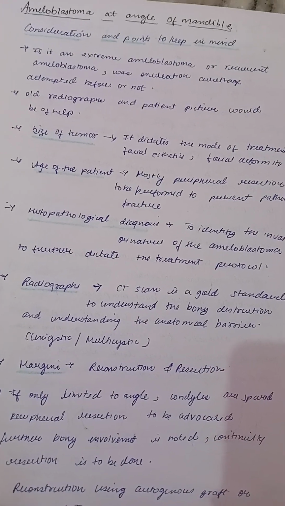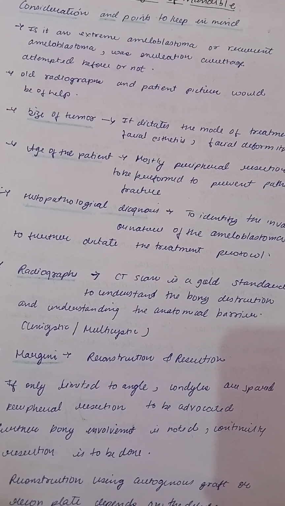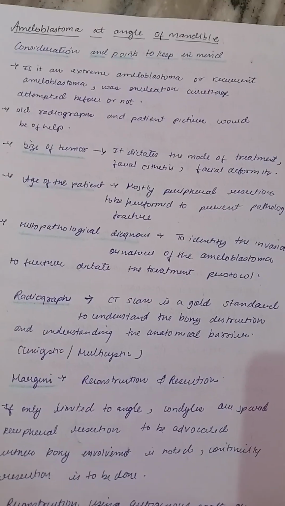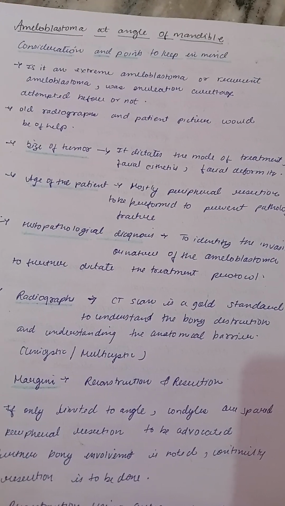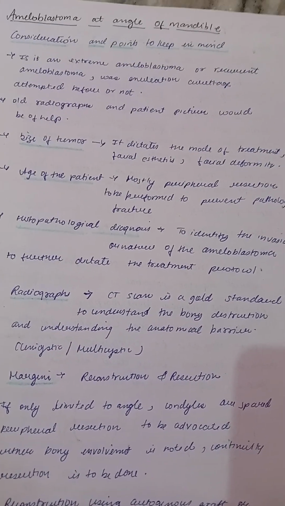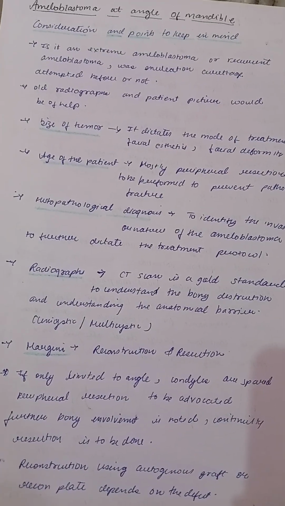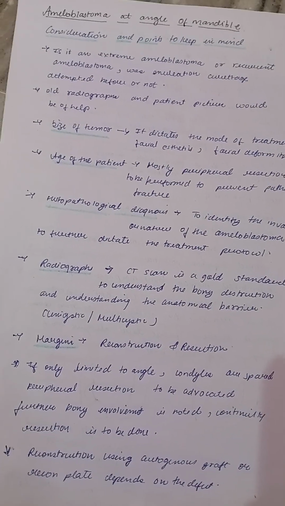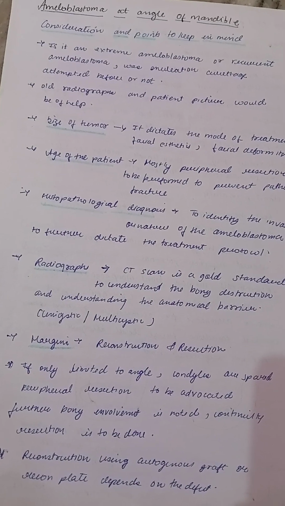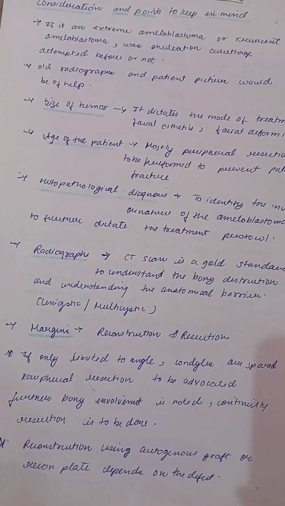Now, radiograph. CT scan is a gold standard to understand the bony destruction and the anatomical barrier. Okay, CT scan, obviously for the anatomic boundaries and to understand how much destruction is there. Okay, margin, reconstruction and resection: if only limited to angle, condyles are spared, peripheral resection to be advocated; if further bony involvement is noted, continuity resection is done.